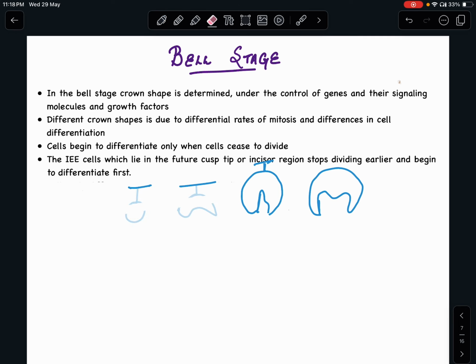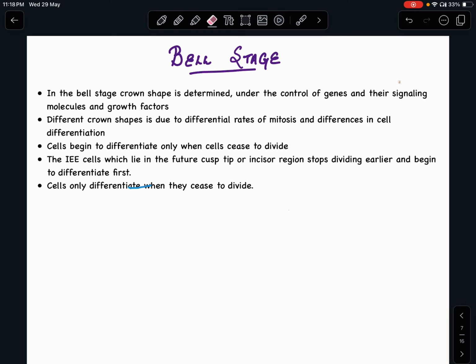Now, how is it determined? It is determined because of the genes and their signaling molecules. They determine which tooth is formed and where it is going to be formed. Different crown shapes are due to a differential rate of mitosis. So if I have a different shape, obviously the enamel organ will show more growth over here.